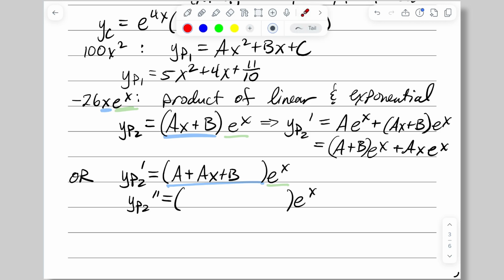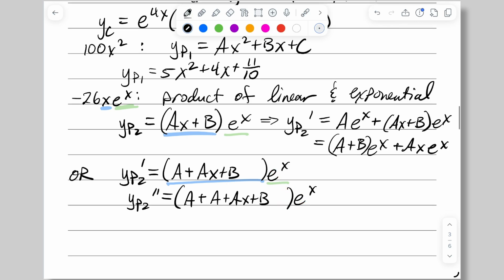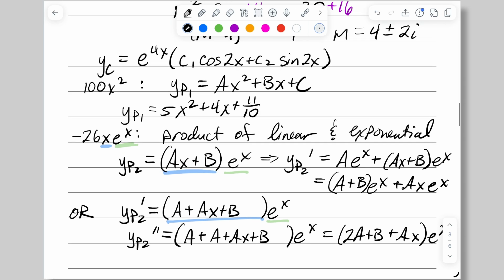And then we're going to consider blue prime is simply a times green, well, we already have the e to the x out here, plus u is the blue one. That's a plus ax plus b times green prime, but we already have the e to the x there. So this allows us to write down 2a plus b plus ax and all that times e to the x. Take your pick at how you actually do that.